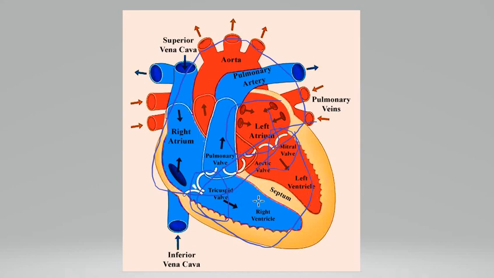The left ventricle and right ventricle are separated by the ventricular septum, whereas the left atrium and right atrium are separated by the atrial septum. 2 other very important heart valves are the pulmonary valve and the aortic valve.